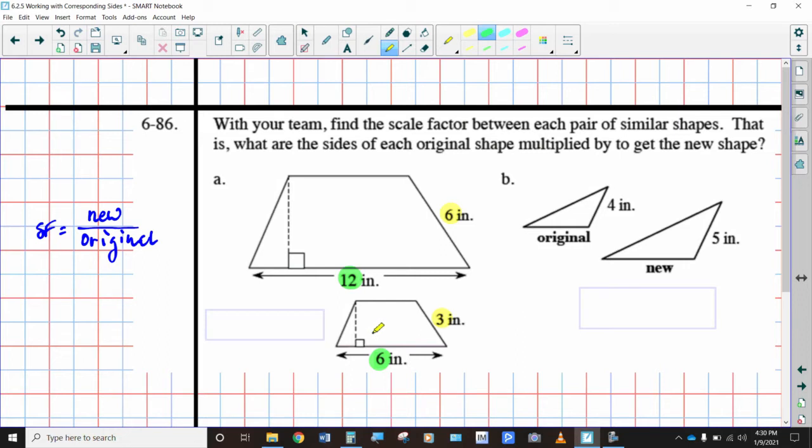Because remember, the scale factors are reciprocals of each other depending on which direction you're going in. Okay? In this one, they tell us which one is the new and which one is the original. So go ahead and pause for a little bit. Fill in all of this information and then declare what is the scale factor for each one of these sets of shapes.